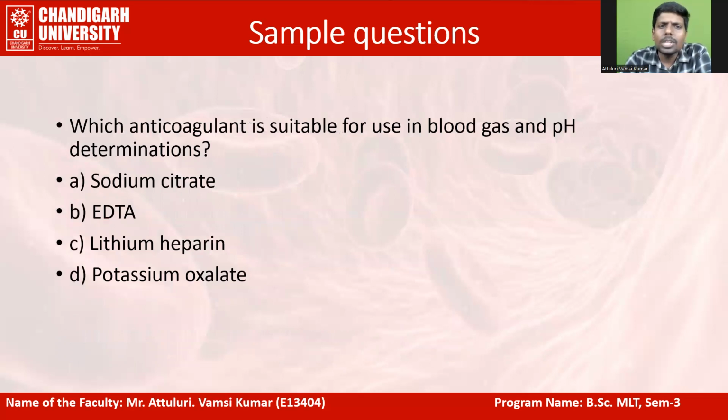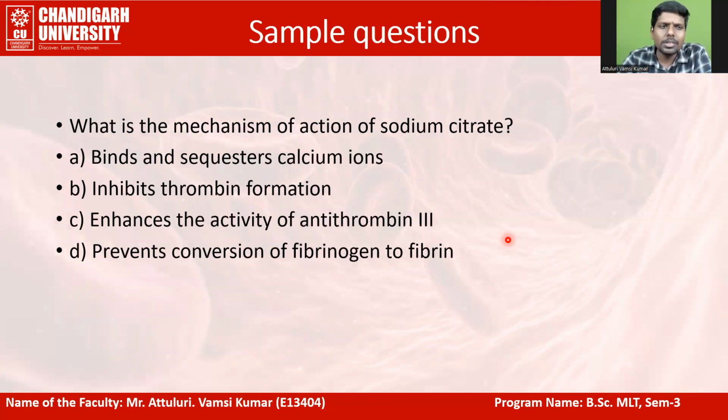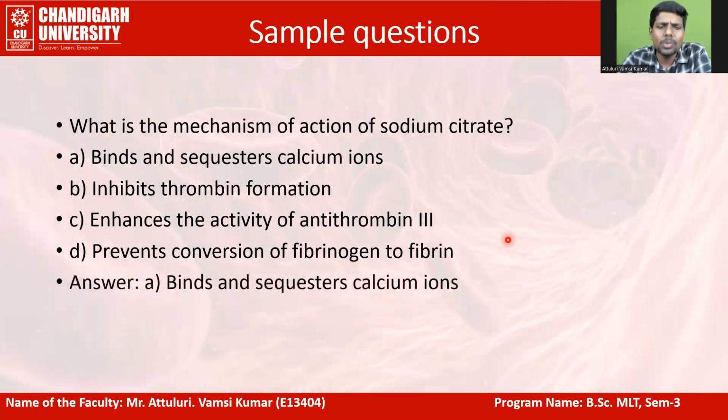Then which anticoagulant is suitable for blood gas and pH? Blood gas and blood pH will be extensively studied with the help of lithium heparin, because lithium heparin will act as a buffer. So the answer will be lithium heparin. What is the mechanism of action of sodium citrate? It sequesters or removes calcium ions from the blood.